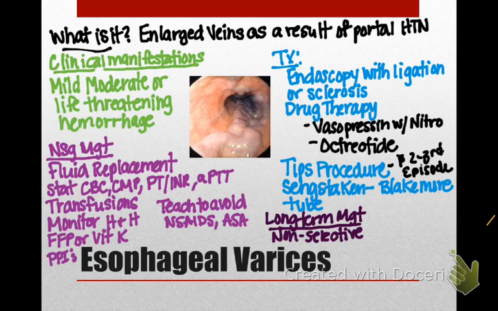PPIs. What are PPIs? Proton pump inhibitors. What do they do? They reduce acid production, right? What does acid do? It hurts. It breaks down the mucosa and causes a bleed. So you can further cause problems. So you're going to treat them with a PPI.